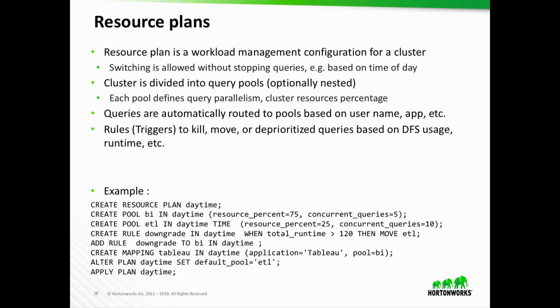You create a resource plan and separate the cluster into BI and ETL pools, where a pool is basically a pool of resources, and you give 75% to BI, 25% to ETL, and specify the number of concurrent queries allowed in these pools. Then there are more advanced features on the slide. You create rules to downgrade queries that run for too long from the BI to the ETL pool, so they become subject to new restrictions if they cross the runtime threshold. By the way, this is my old slide, so the syntax has since changed, but that's the basic idea.